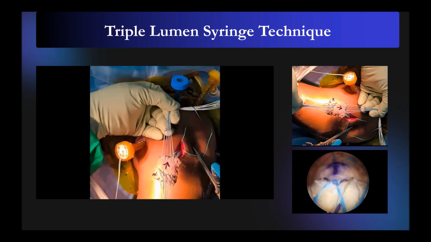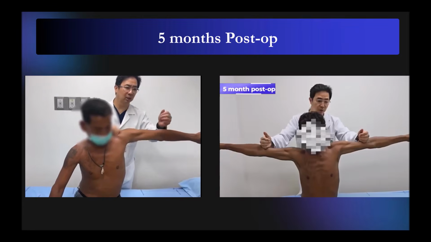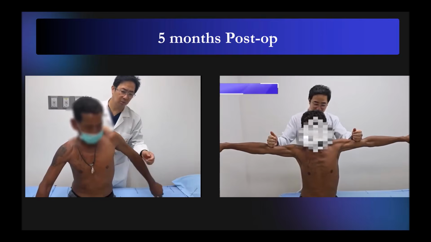So you make knot tying, and this is the MRI before and after the surgery, right? You can have very nice healing. And you see the function of the patient, the strength is better. This is about 5 months.